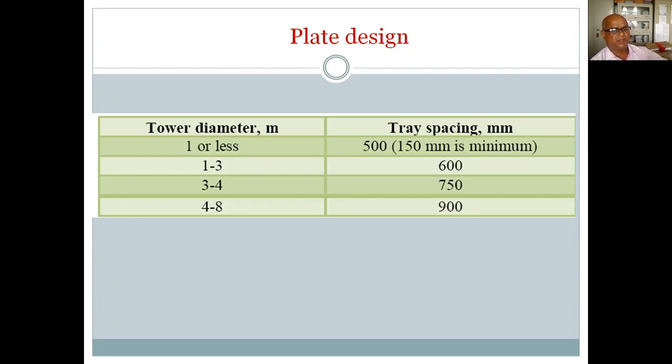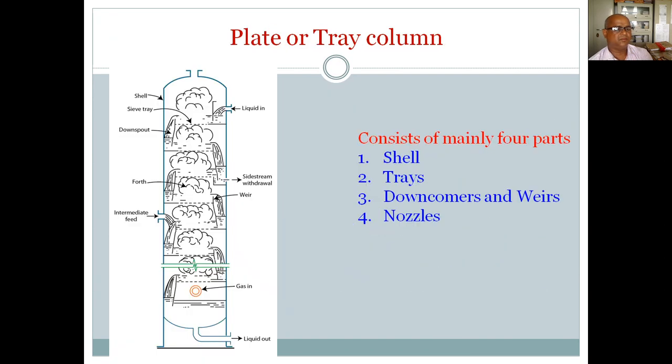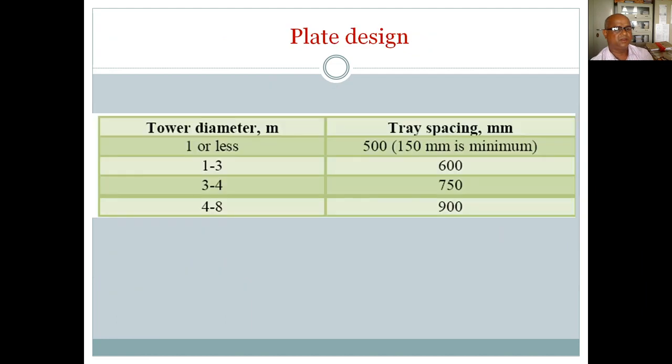Tray spacing means the gap between two trays. If this is one tray and this is another tray, this is the gap between the two trays. Sometimes the column diameter may be less, so the minimum will be 300, 1 foot. Then for 1 to 3 meter column diameter, it is 600, which is around 2 feet tray spacing.